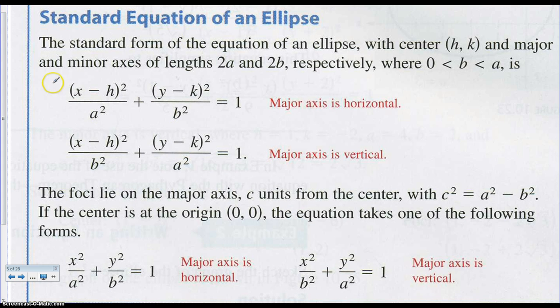So these are the types of equations, or four different types. Well, really, these two equations are the most important thing. It depends on whether my major axis is horizontal or vertical, kind of like what we did with parabolas. So write this down. When you guys are done, let's jump to the first problem.